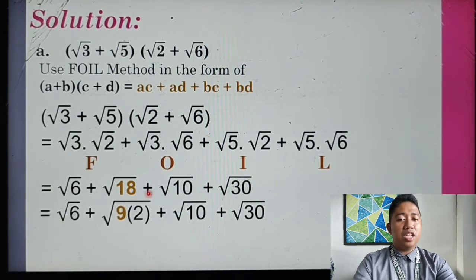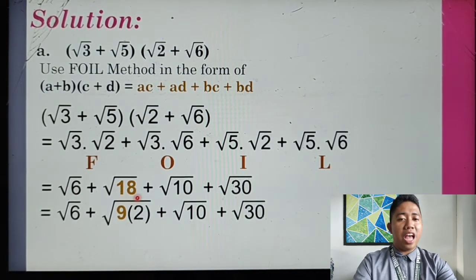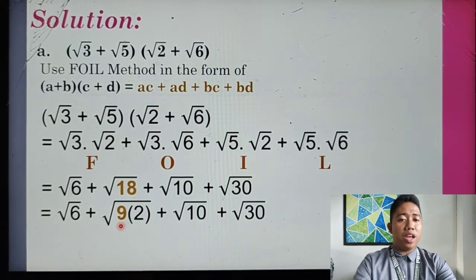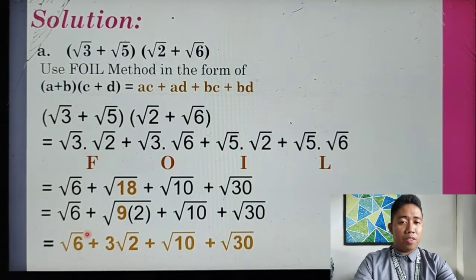And then, since we have square root of 18, it can be factored out, where at least one of the factors is a perfect square. So we have square root of 9 times square root of 2, that is equivalent to square root of 18. So at least we have 9 as a perfect square number. So we express the square root of 9 as 3. And that is square root of 6 plus 3 times square root of 2 plus square root of 10 plus square root of 30. And that is our final answer.